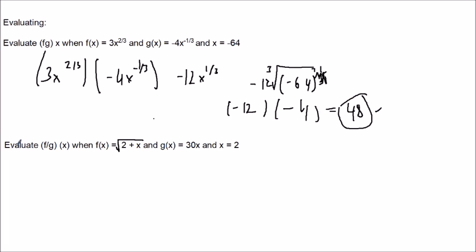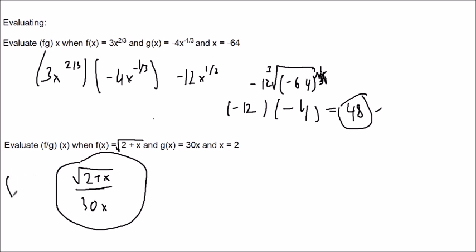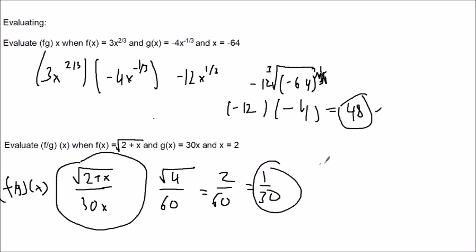Next, evaluate f over g of x when f of x equals this and g of x equals this. So there's really no way to actually combine these two equations other than do this. 2 plus x over 30x. That's the only way to put it. So this is our f over g of x function. And then when we put 2 in there, we'll get square root of 4 over 60. I'm feeling nice today, so my questions aren't hard. 2 over 60, which is equal to 1 over 30, and that is your answer.